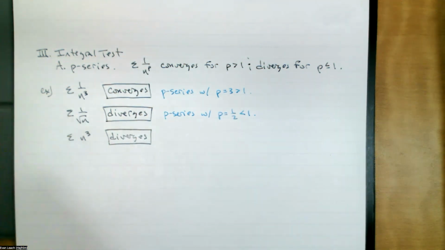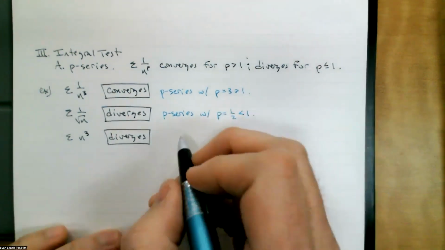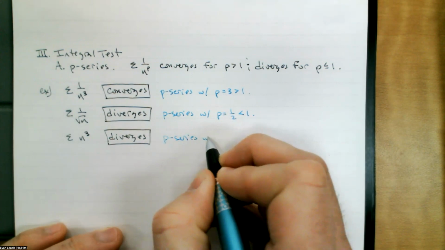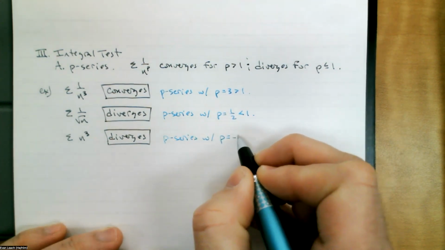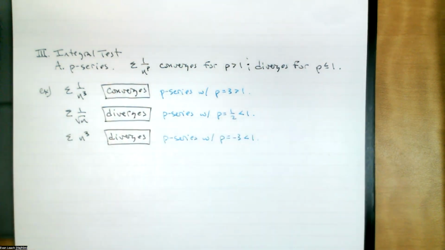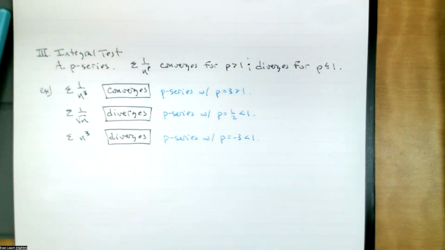So even though it does fit this description, it's a P series with P equal to -3, which is less than 1. Therefore, it diverges. You could say that it does fit this description, and the reason I point this out is to show you that it does, but this would be trash as a justification. You should not bring this to court.